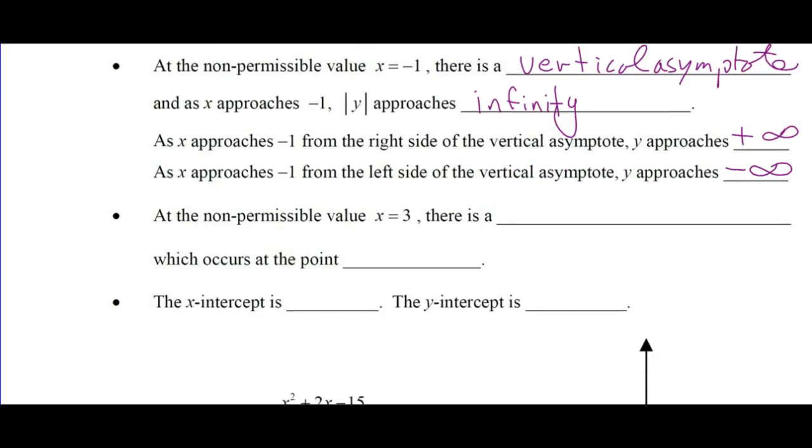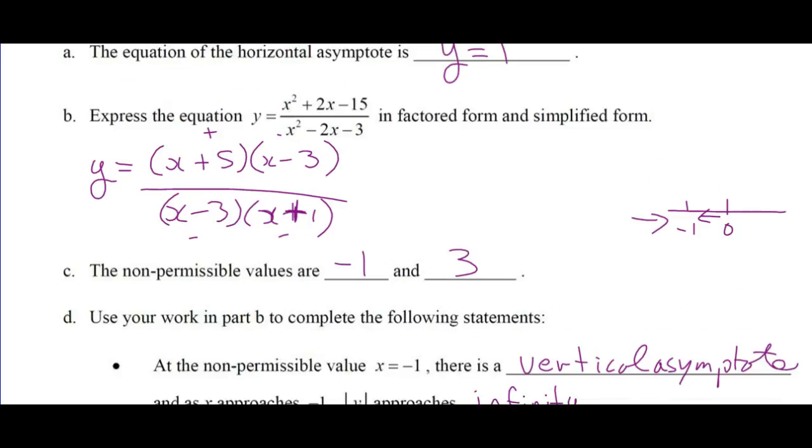At the non-permissible value x equals 3, there is a, let's see, do they say point of? They say point of discontinuity. Often we'll just say point discontinuity. But I guess that's more general. It says that when x equals 3, that's where there is a point of discontinuity. And that value will be what?